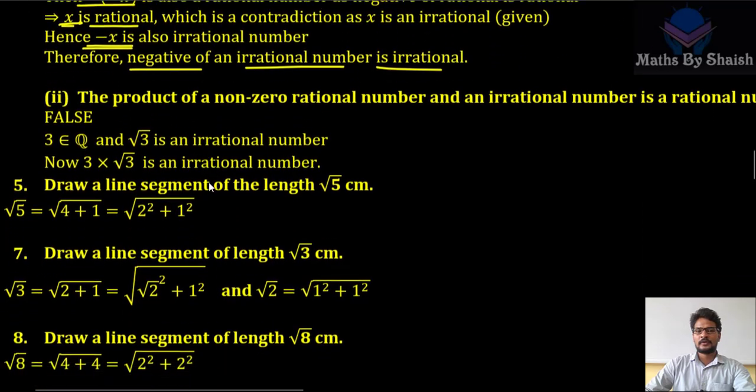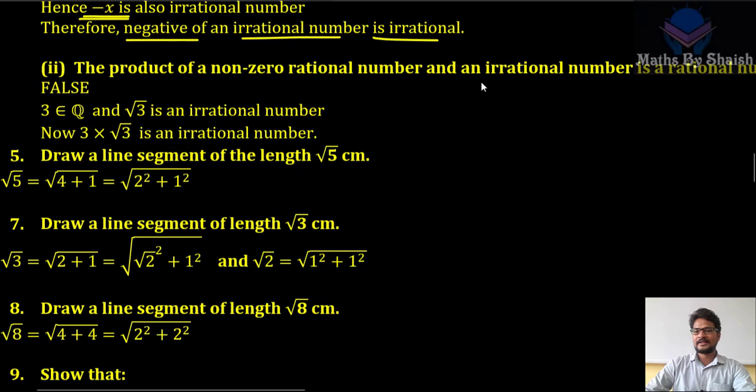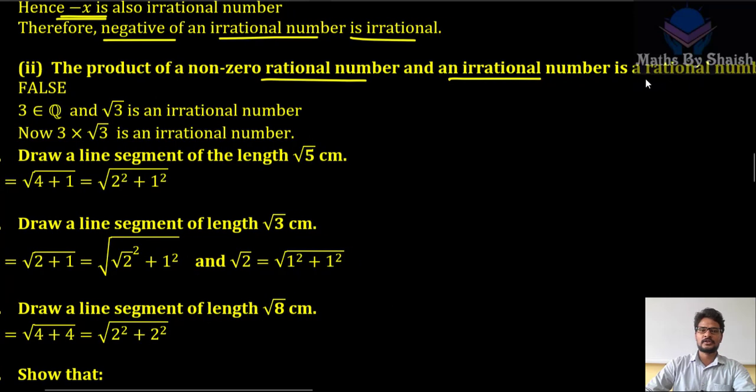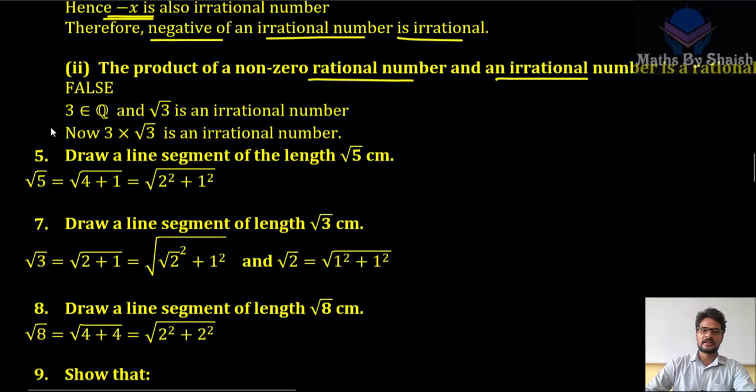The product of a non-zero rational number and an irrational number is a rational number. It is wrong, because we can take 3 as a rational number and root 3 as an irrational number. If we multiply, we get 3 root 3, which is of course non-terminating, non-repeating, hence it is an irrational number. So it's not a rational number, hence it is false.